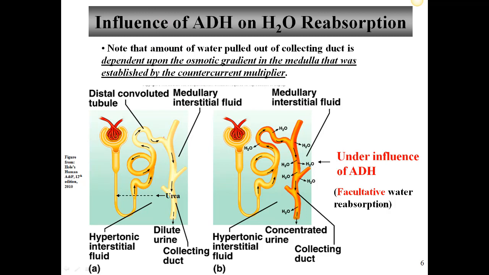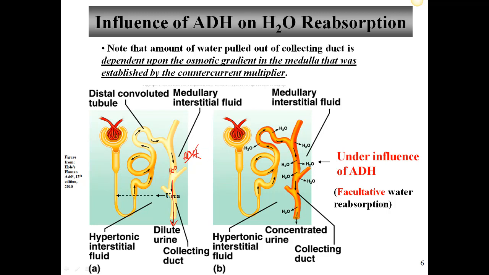This is the same slide that we began with. Now notice that in the case where the body fluids are very dilute and we do not need to reabsorb any water, we will not have any ADH secreted by the posterior pituitary, or lower amounts of ADH. What that will do is, because there's no ADH here, there's no water that can escape these tubes. It becomes trapped in these tubes and flows out of the body.